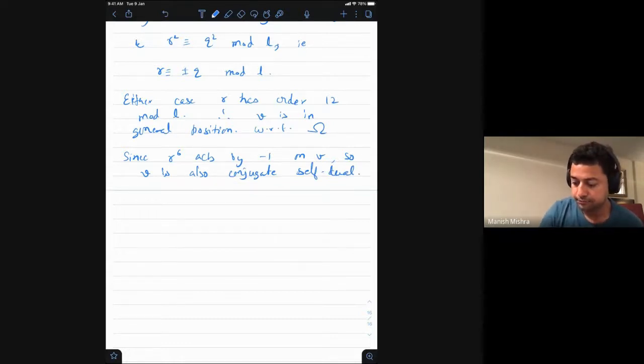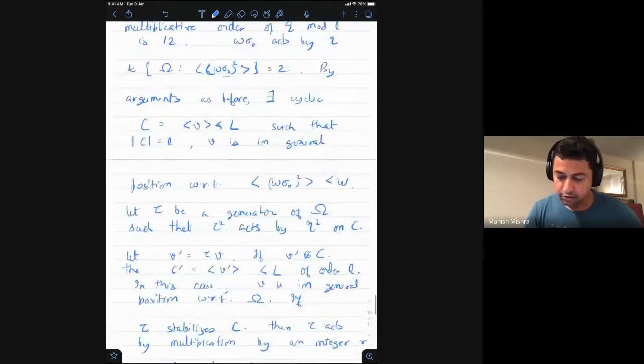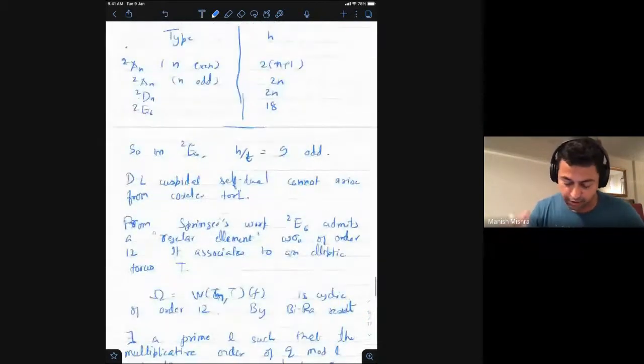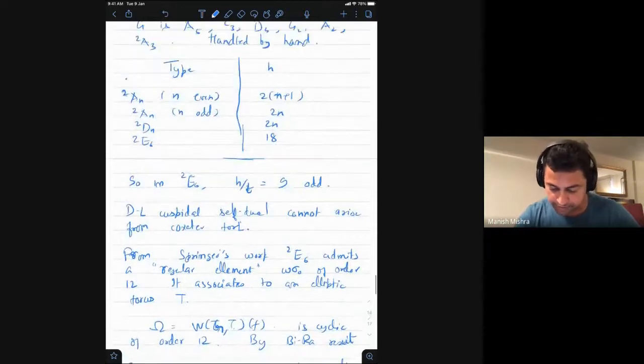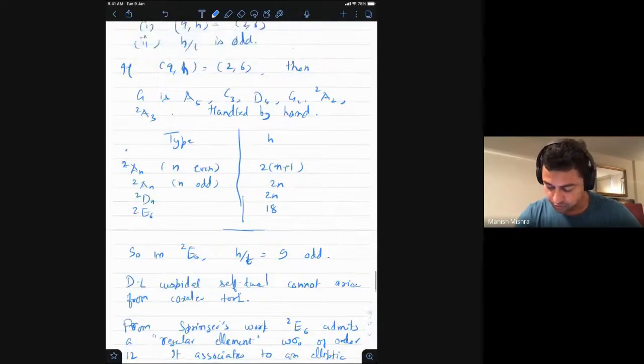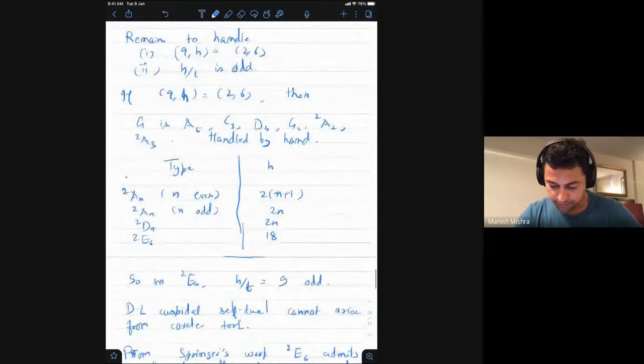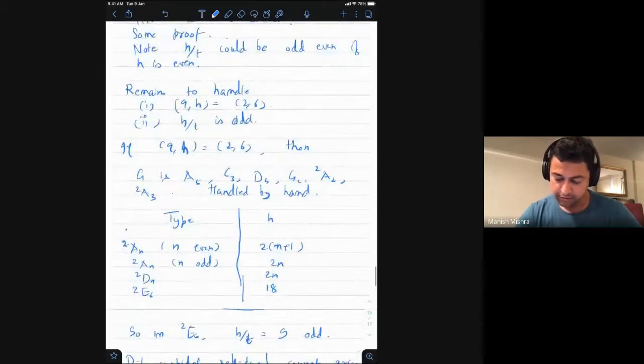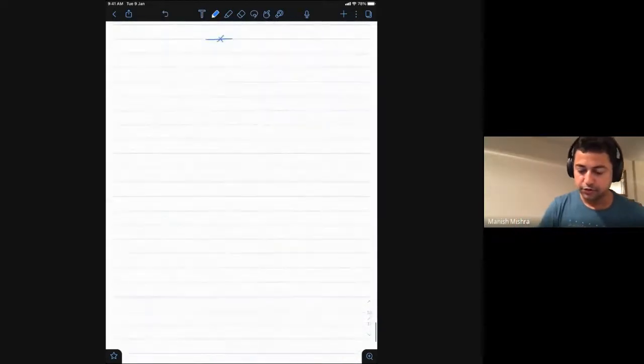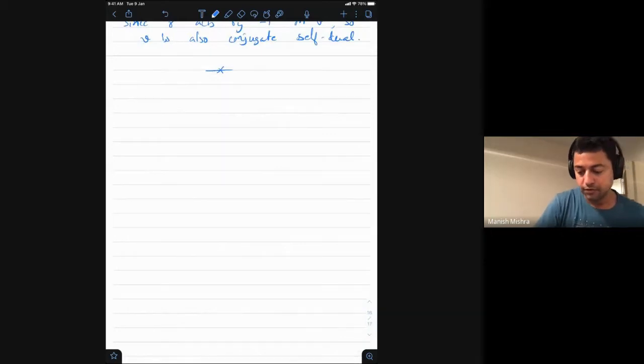So this completes the proof of the E6 case, and so we have gotten rid of the case of 2E6. So H mod T can also be odd.